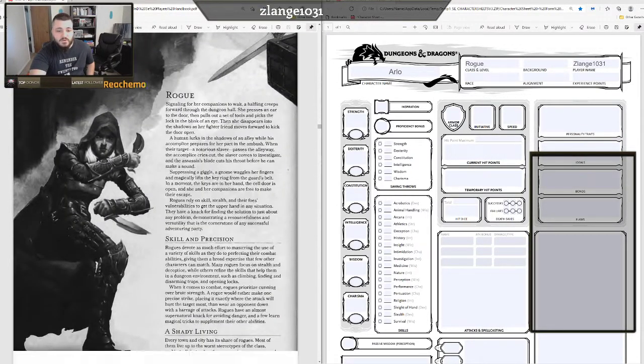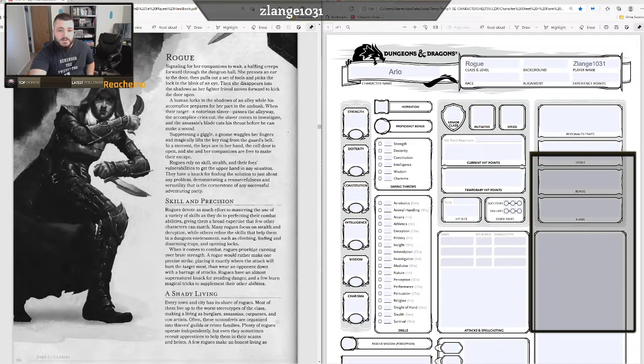Okay, so we have a rogue, or a sneaky, leather-bound, knife-wielding, hood-wearing, cloak-wearing stealth-monger. We got a little bit of background as to what rogues are, and they're about skill and precision. Okay, so here it talks about rogues devote as much effort to mastering the use of a variety of skills as they do to perfecting their combat abilities, giving them a broad expertise that few other characters can match.